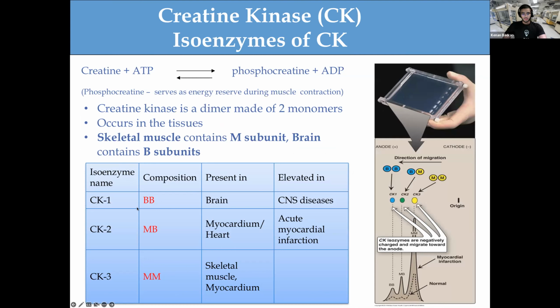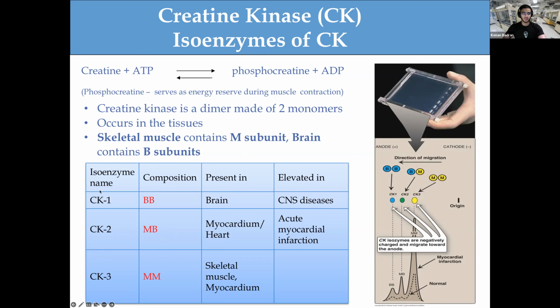The different isoenzymes have different compositions. CK1 is BB, CK2 is MB, CK3 is MM. What do M and B stand for? It's either an M subunit, that is the skeletal muscle subunit, or a brain subunit. If it's BB, so only brain, it's only a problem in CNS diseases. But if you have MB, you can have a problem in the muscles of the heart. So it can be CK2. Remember it as two different types of subunits, M and B.